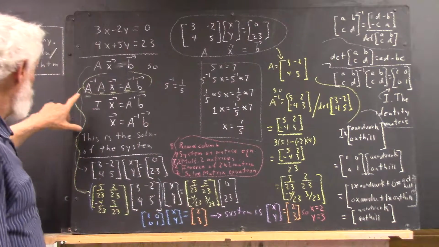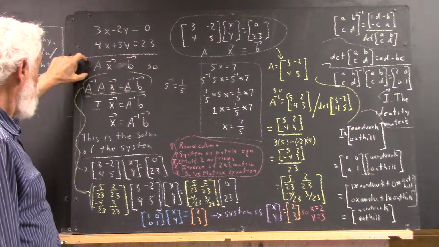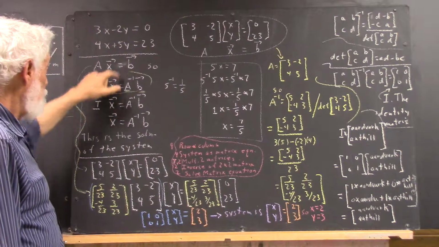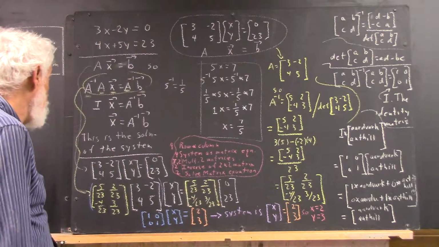Okay, so we have A inverse times this. So we multiply this by A inverse, we get A inverse times this. And we do the same here. A inverse times B, there's A inverse times B.